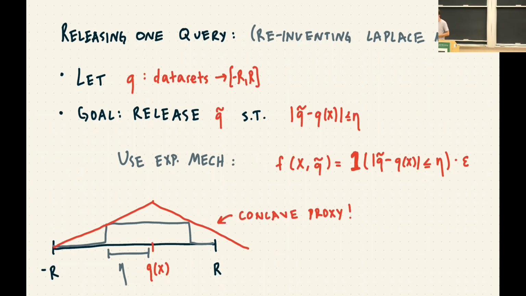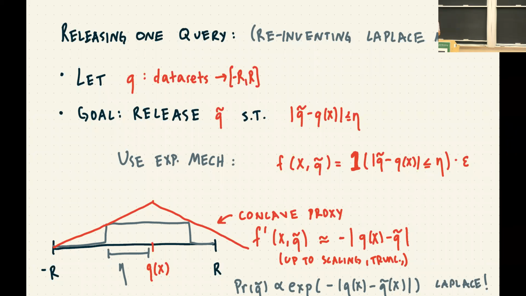Well, here's one example. I just cooked up a concave proxy for this function, right? I made it up. I didn't do anything principled to cook it up, but it's a concave function. And the reason that I cooked this one up is that it leads to a very familiar looking algorithm. Up to scaling and truncation, this proxy is just minus the absolute value of the difference between the thing I wanted to release and the output candidate. And that means that if I use this concave proxy, I just get back the Laplace mechanism, again, up to some scaling and truncation stuff. Okay, so this is just to convince you that this perspective can recover things we already know about.